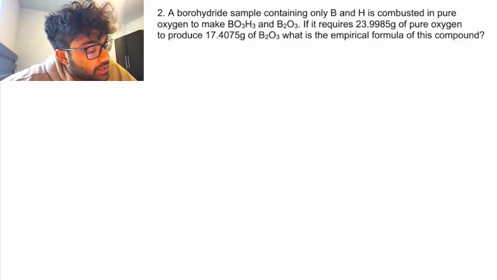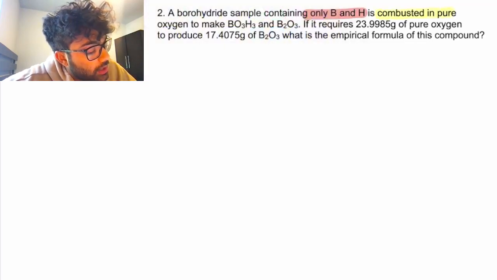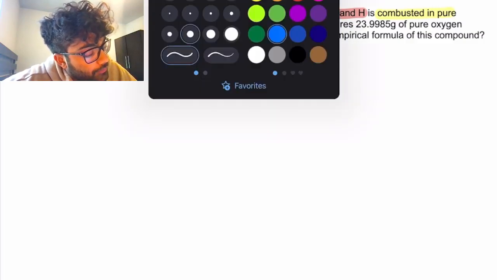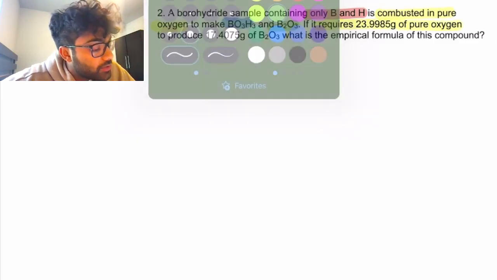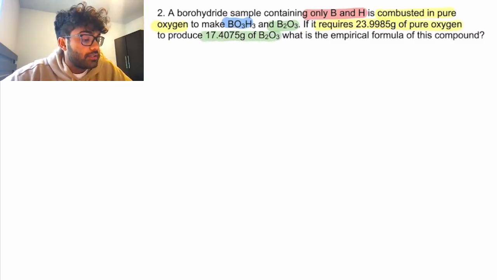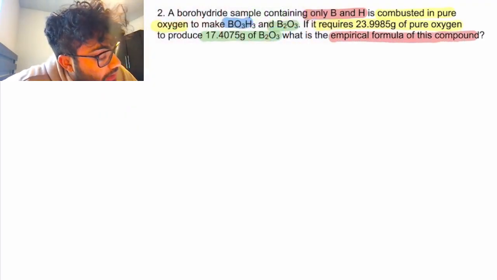Today we'll be going through problem 2 on your pre-workshop, which states that we have a borohydride sample containing only boron and hydrogen, and we're told that it's combusted in pure oxygen to make the products BO3H3 and B2O3. It requires 23.9985 grams of pure oxygen, and we get 17.4075 grams of B2O3. The question asks, what is the empirical formula of the compound?